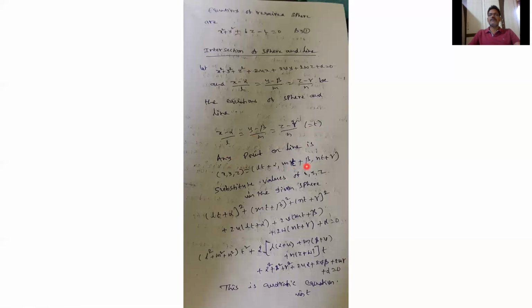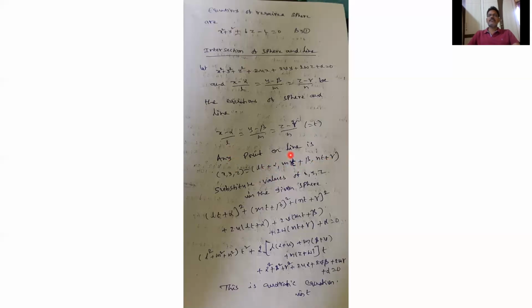So y is equal to mt plus beta. If you take these two, (z minus gamma) by n equal to t, so z equal to nt plus gamma. So any point on the line is of the form lt plus alpha, mt plus beta, nt plus gamma. If you take any point on the line, we'll get different points for different values of t. So it is simple.